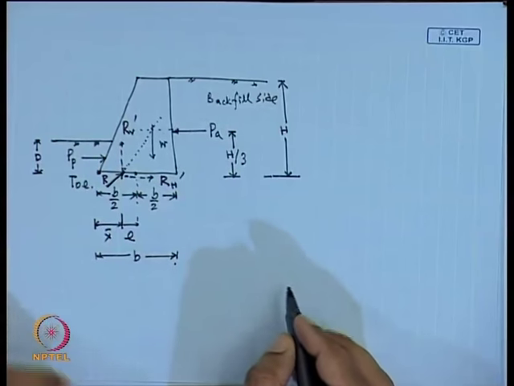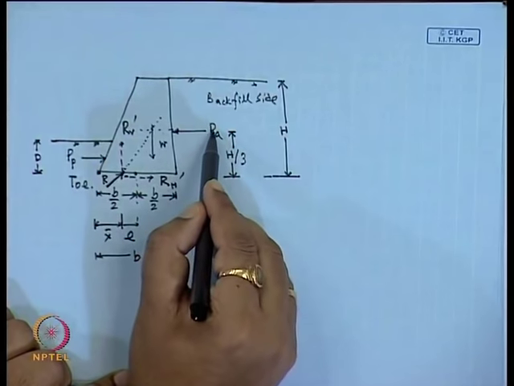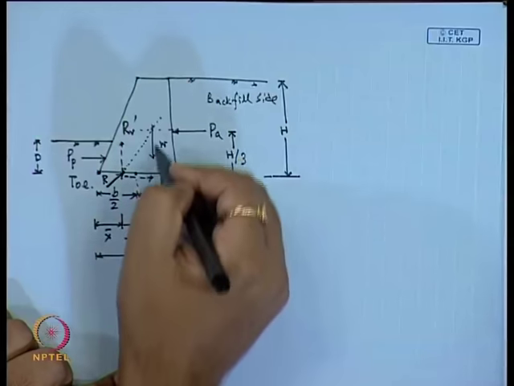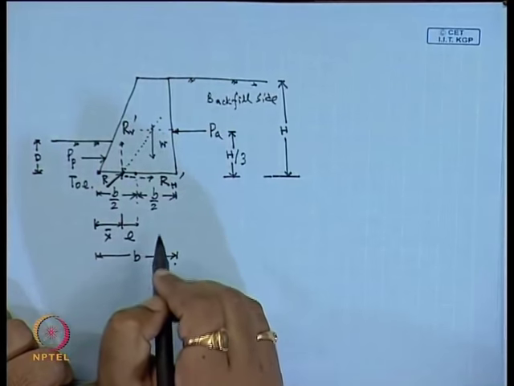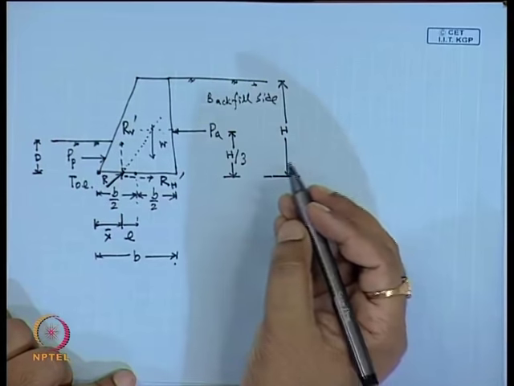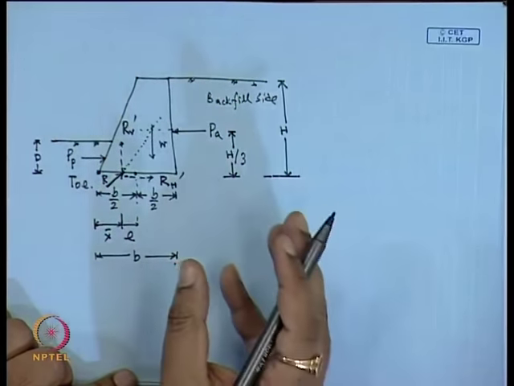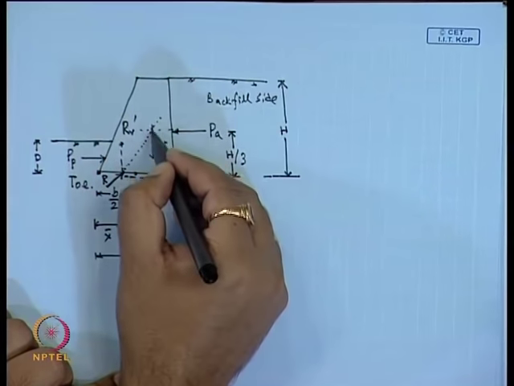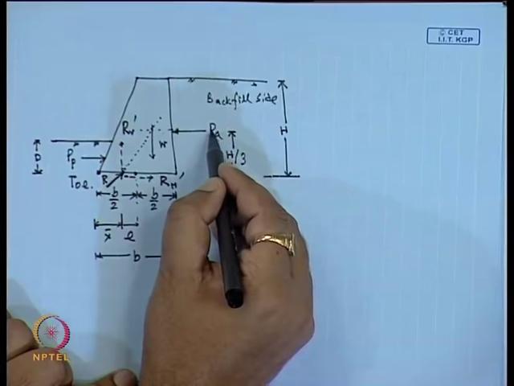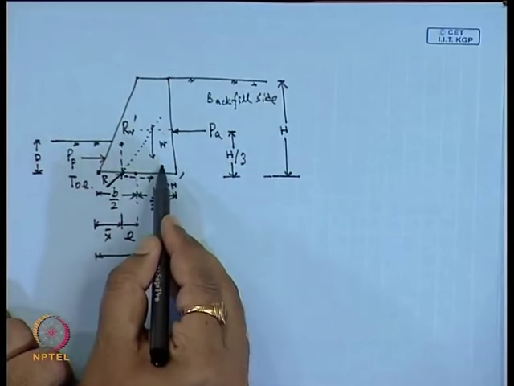Now, what are the forces that we will consider? We consider the active earth pressure, we consider the passive earth pressure, and we consider the self weight of this retaining wall for the gravity retaining wall. Later on, when you go for the cantilever retaining wall, then for different theories you have to consider the weight of the soil also. This weight will act in the downward direction, this active earth pressure will act from this direction, and the passive earth pressure will act in the opposite direction.